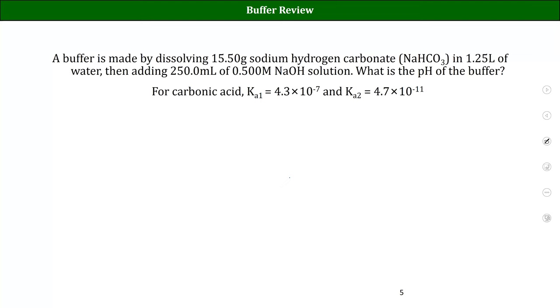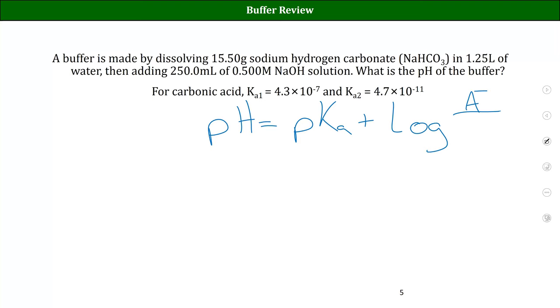How do we figure out the pH of a buffer? pH equals negative log of H plus, right? But there's that other equation too: pH equals pKa plus the log of the ratio of the deprotonated form over the protonated form. So if we know what this ratio is and we know what Ka is, we can get the pH here, right?